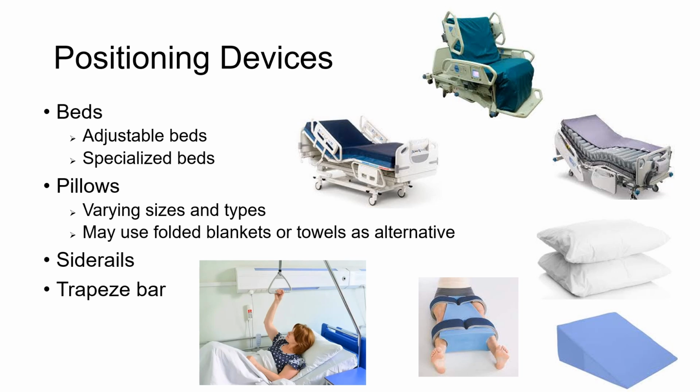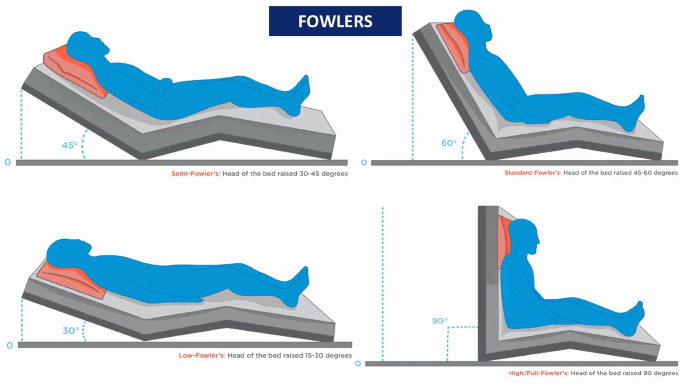Pillows, lots of different pillows, utilize them. If you don't have pillows, you can fold a blanket or even roll a towel to help reposition patients. Use side rails. Patients can kind of grab a hold of the side rail and help themselves move. And trapeze bar, as you see here in the lower left picture, patients who still have that upper body strength can help themselves reposition in bed.